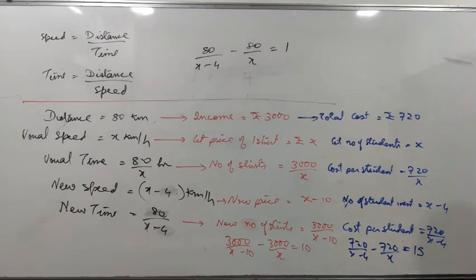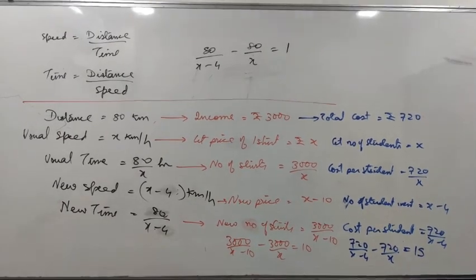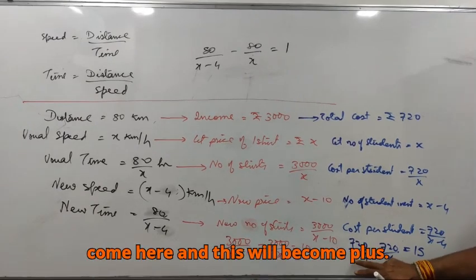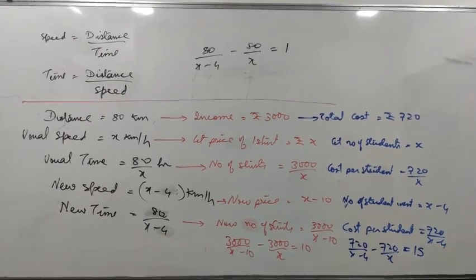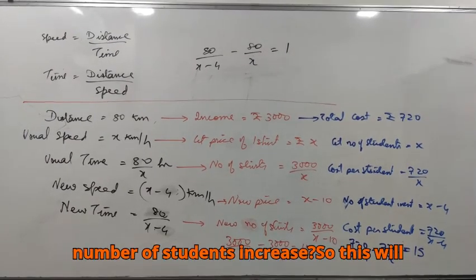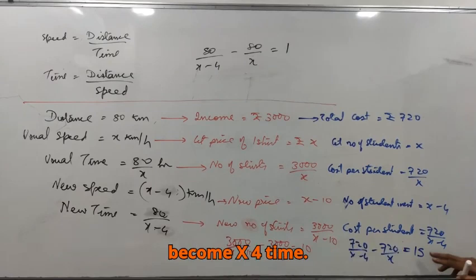Sir, if in this question it is reduce by 15, then it is not minus 15, this will come here and this will come here, and this will become plus. When will the cost decrease? When the number of students increases. So this will become x plus 4 then.